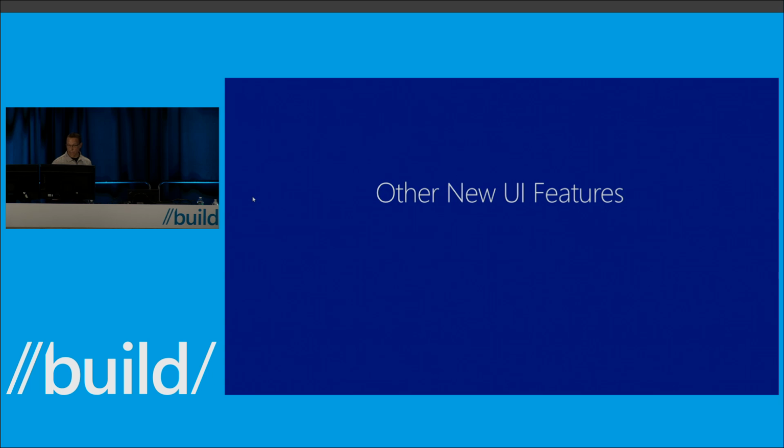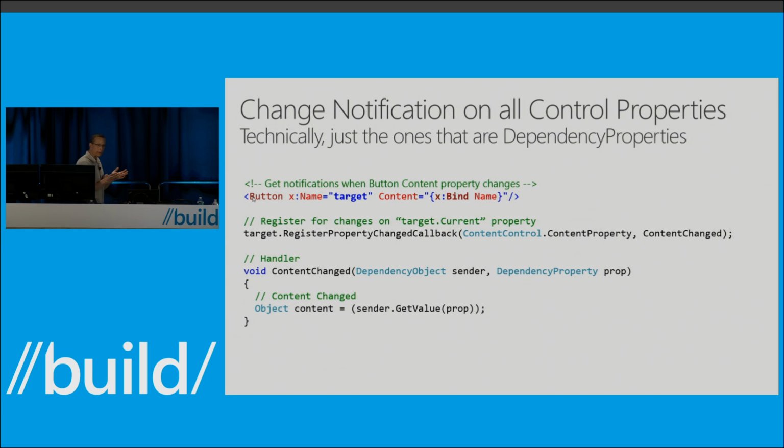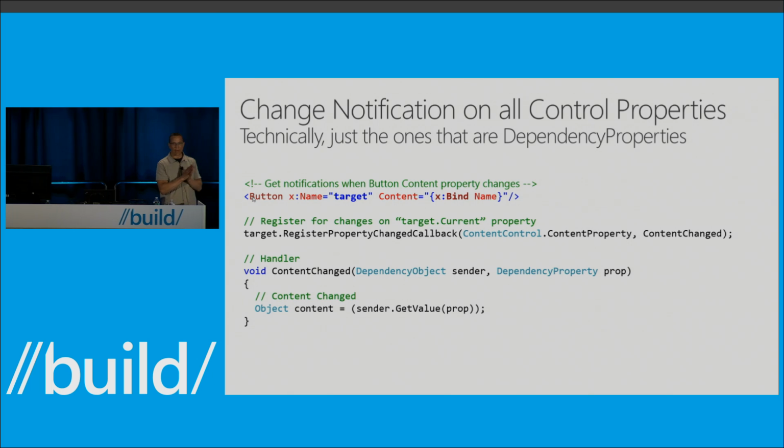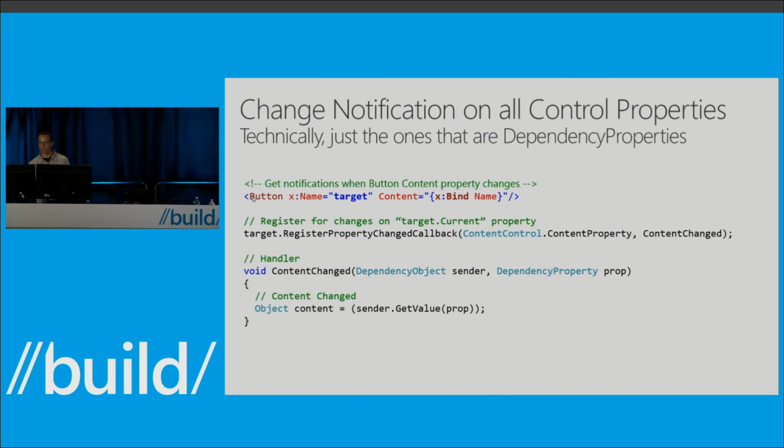So other things we did that didn't fall out of perf. This is just a smattering of, we did a long list, but just a set of highlights. For people who have done tricks in the past where they want to know when something changes, like visibility on an element changes, or when something else happens, and we don't provide change notification on that property, some people have done tricks where they hook up element-to-element binding to their own DP and then figure it out that way.